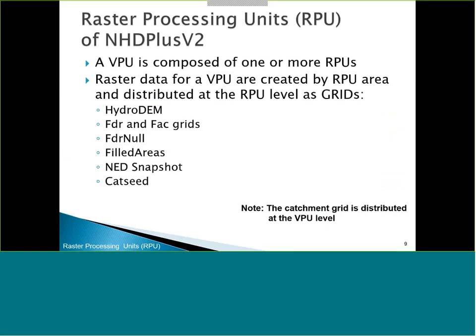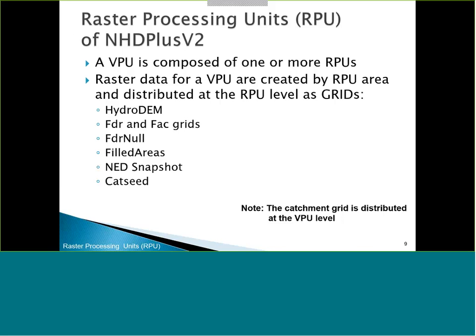Next are the Raster Processing Units, or RPU. These units are intended to hold the various NHD Plus Raster data sets available for a given VPU. The VPU is composed of 1 or more RPUs. Raster data for a VPU is divided by RPU areas and distributed at the RPU level. The list identifies the various raster data products distributed at the RPU level.